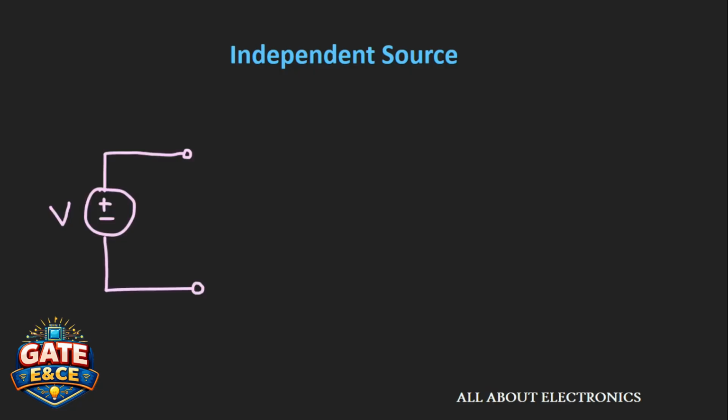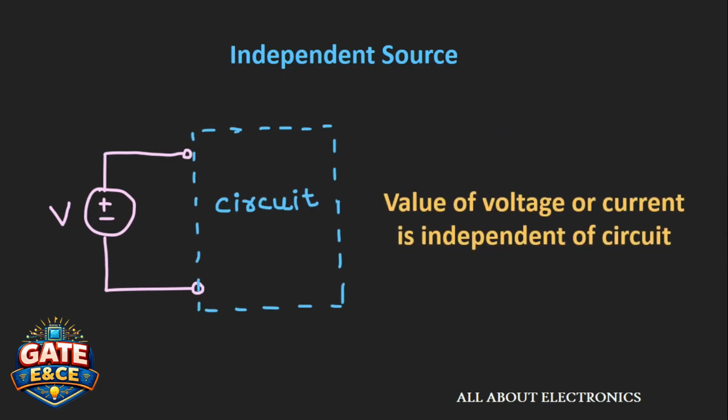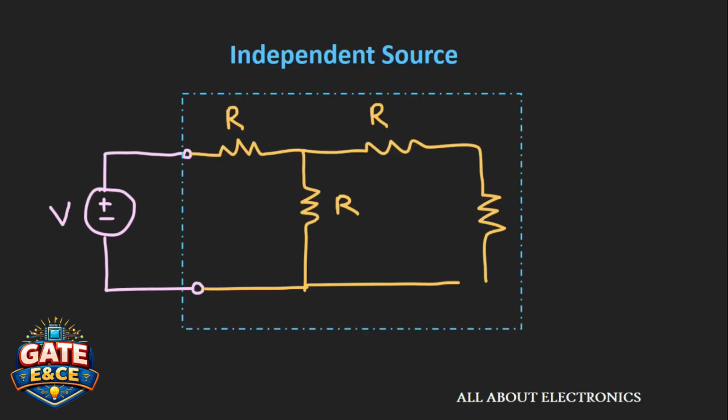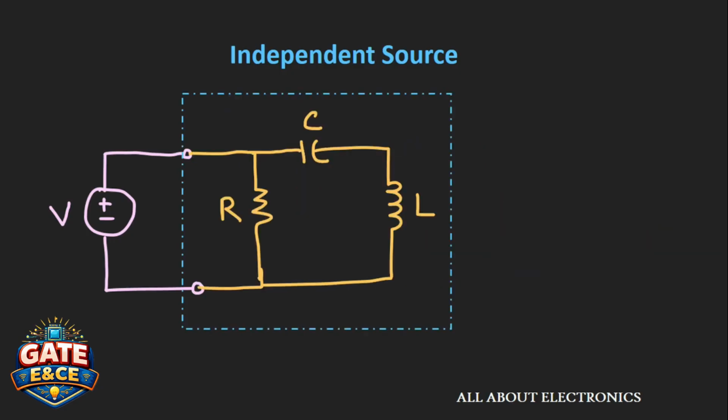The value of this voltage or current source does not depend on the circuit, or we can say that the value of this voltage or current source is independent of the circuit. So whether you connect this voltage source to a resistive circuit or to a circuit which contains a resistor, capacitor and inductor, its value does not change. Even if we double the values of these components, the value of this voltage source does not change. So this is all about the independent sources.